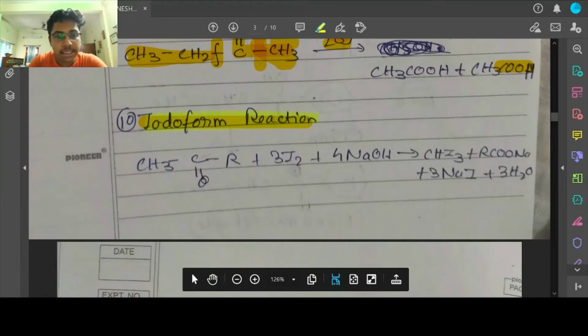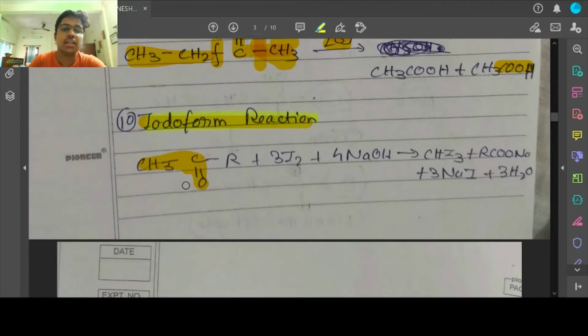Any compound with a ketomethyl group, C double bond O CH3 with R attached, is known as a ketomethyl group, and R can be any alkyl group, methane, ethane, anything. R doesn't matter. If any compound contains the C double bond O CH3 group, it will perform the iodoform reaction. You might get a question where they give you four compounds and ask which one will undergo the iodoform reaction.